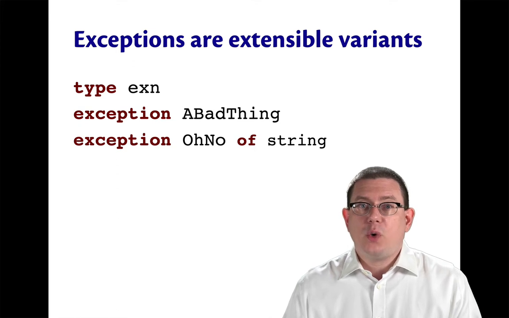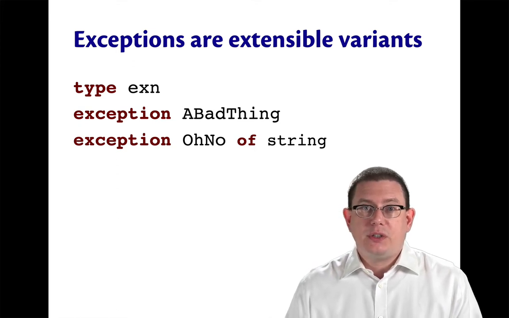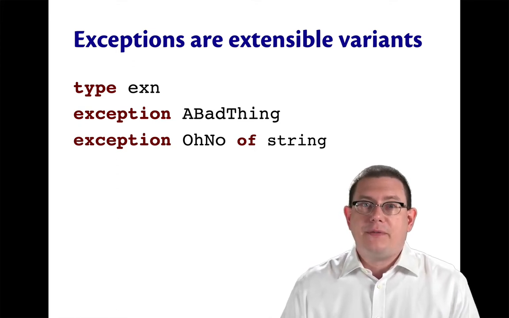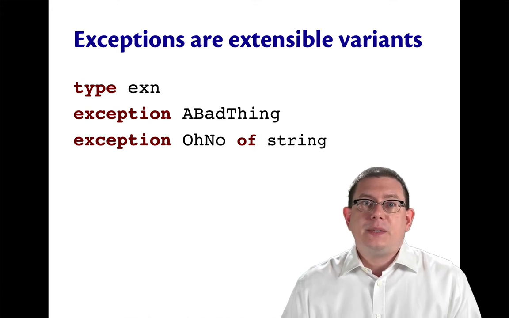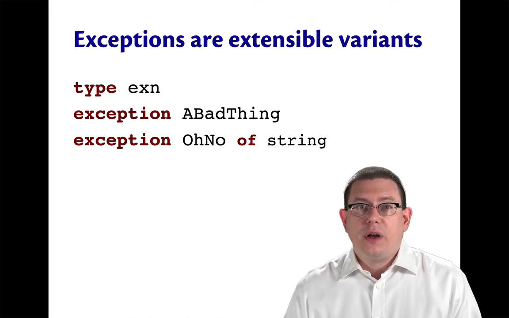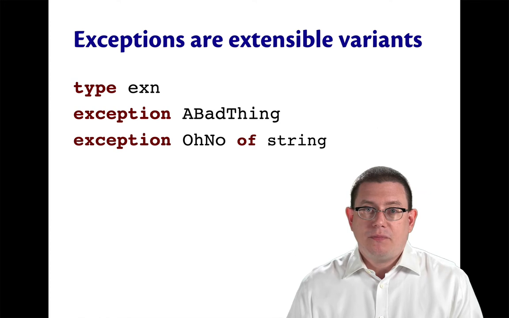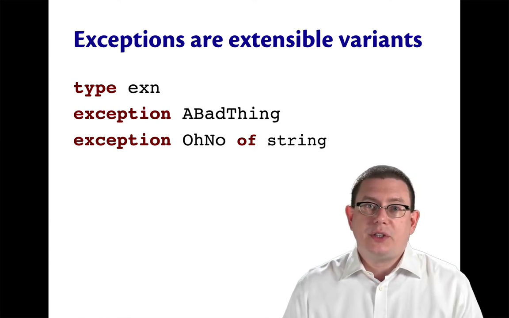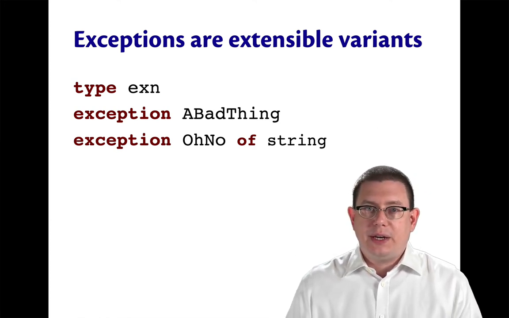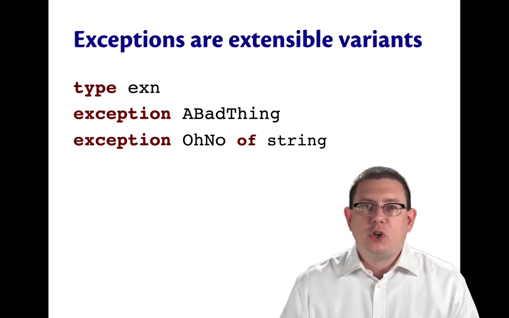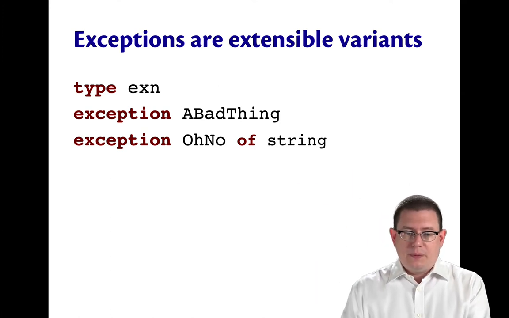You can define your own exceptions by just saying exception and then the name of that exception. This behaves as a constructor of type exn. And since it's a constructor, it could be constant or non-constant. It could also carry data along with it. So you could have an exception, which is a bad thing. An exception, Oh_no, carries along a string.